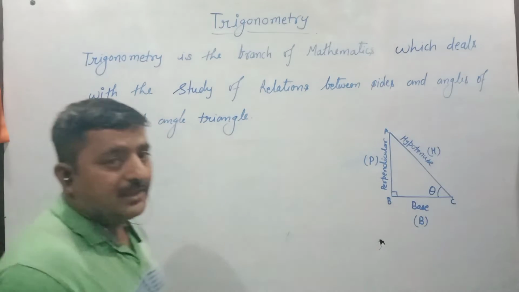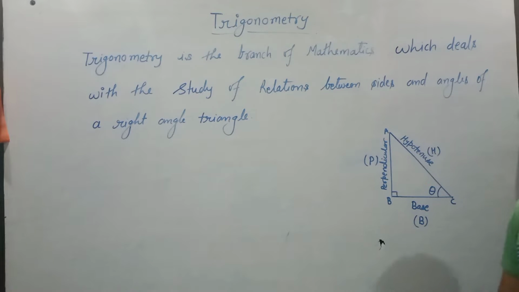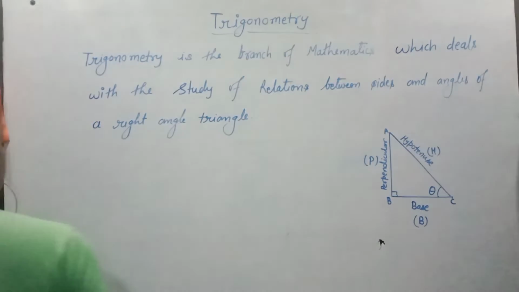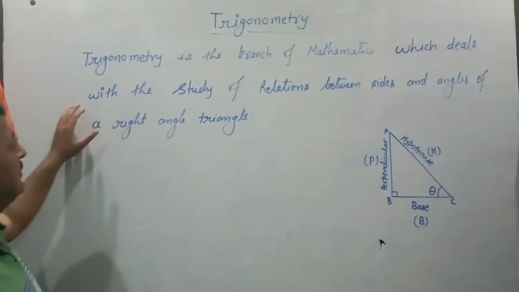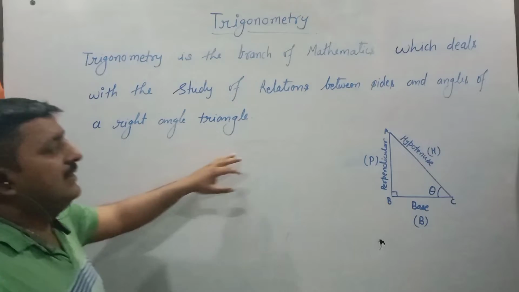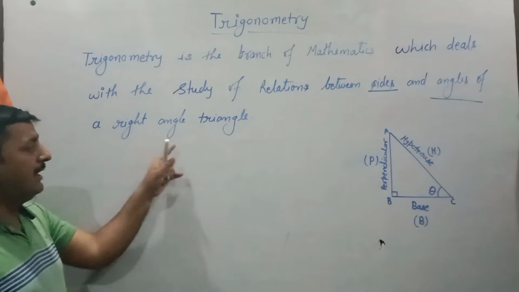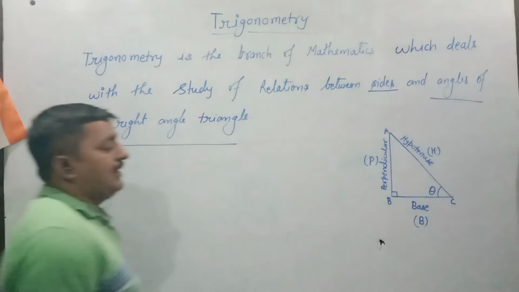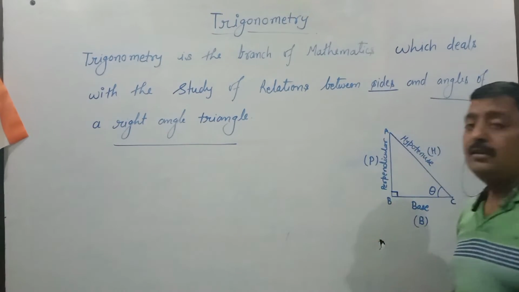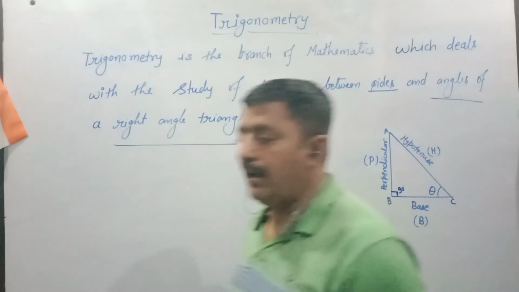Trigonometry is the branch of mathematics which deals with the study of relations between sides and angles of a right angle triangle. Once again, trigonometry is the branch of mathematics which deals with the study of relations between sides and angles of a right angle triangle. A right angle triangle means a triangle in which one angle is equal to 90 degrees.